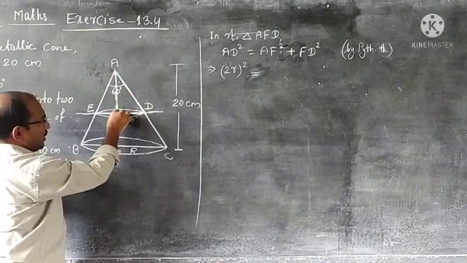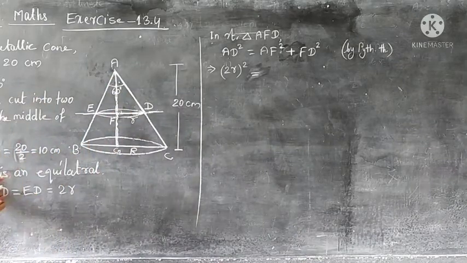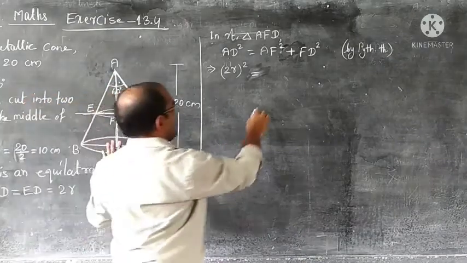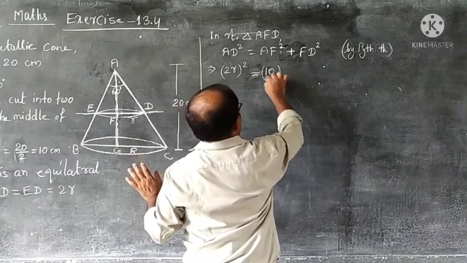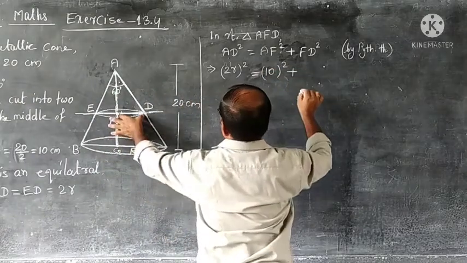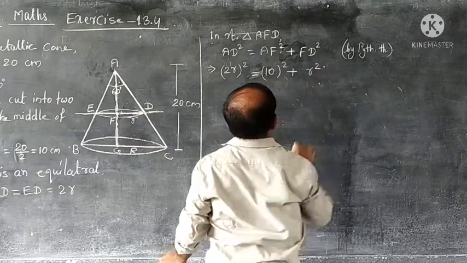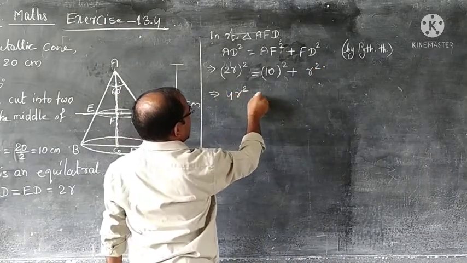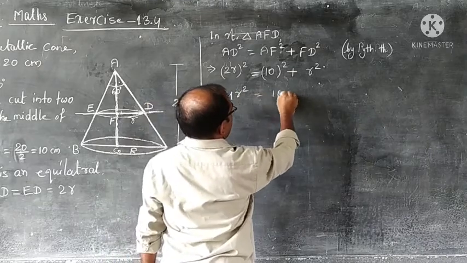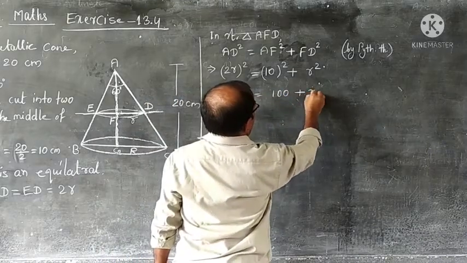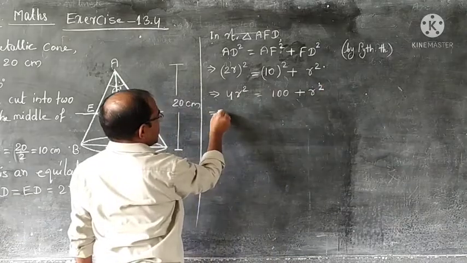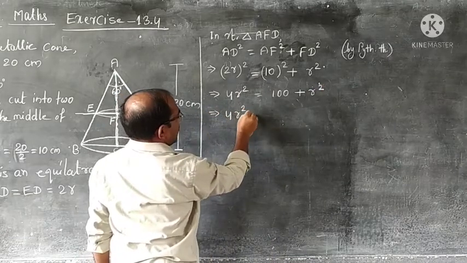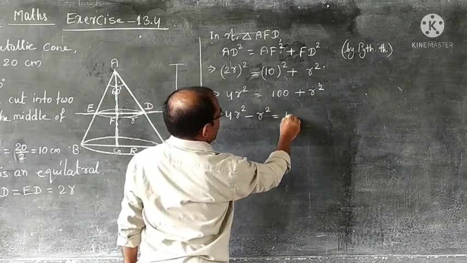AF will be 10 and FG will be 10. Everything we have mentioned here, we will just use 10 square. FD is how much? R square. What we get? 4r square equal to 100 plus r square. R square will bring inside. 4r square minus r square is equal to 100.